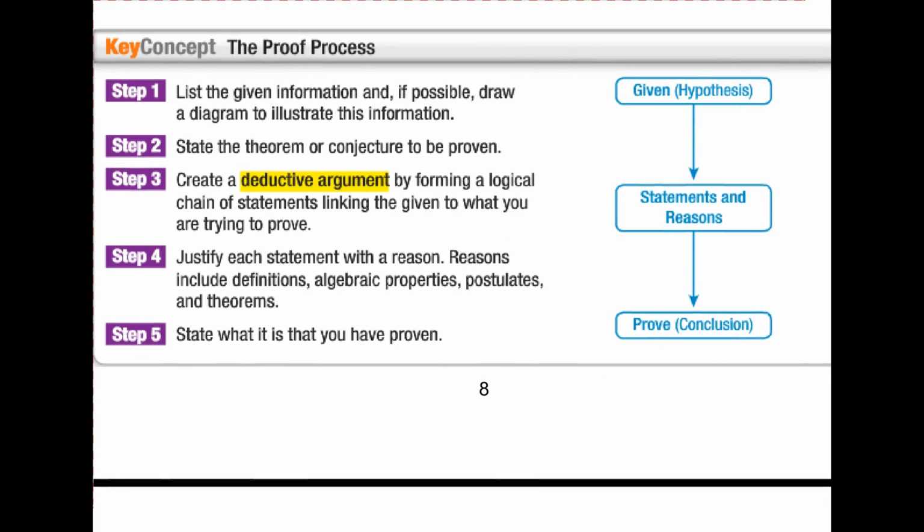So the proof process. How do we do proofs? All right, so we list the given information, and if possible, draw a diagram to illustrate it, just to help us. The given is literally the hypothesis. It's what we're given. Then we state the theorem or conjecture to be proven. We create a deductive argument by forming a logical chain of statements linking the given to what you're trying to prove. So we give a statement, and then we give a reason why that's true. And then we have the next step.